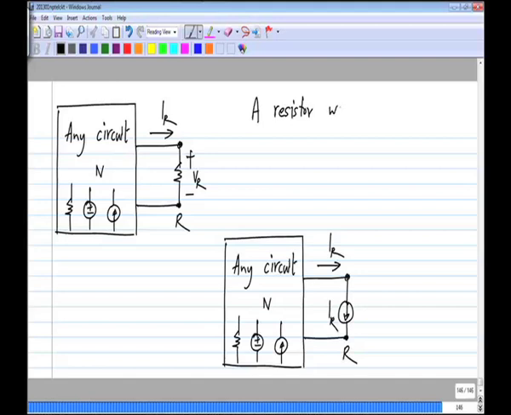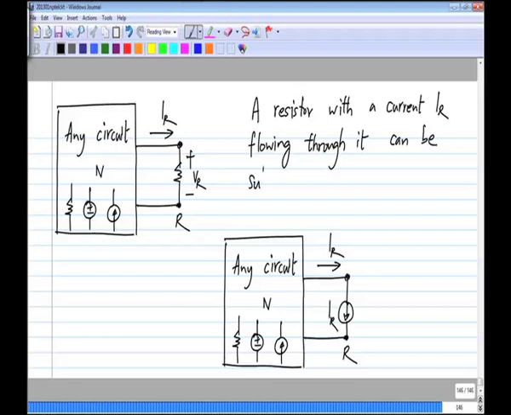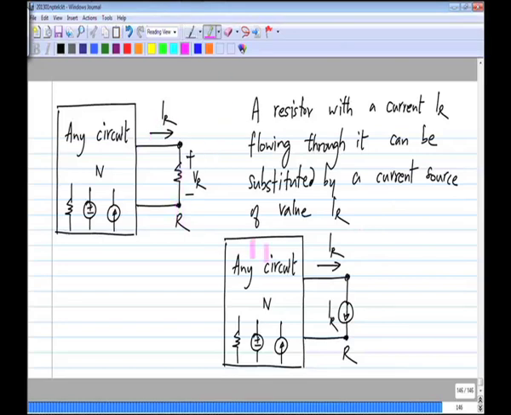a resistor with a current IR flowing through it can be substituted by a current source of value IR, and in the appropriate direction, of course. IR is flowing downwards here, so this current source has to point downwards.